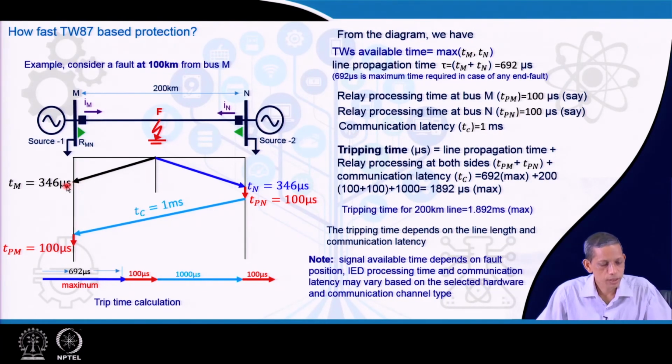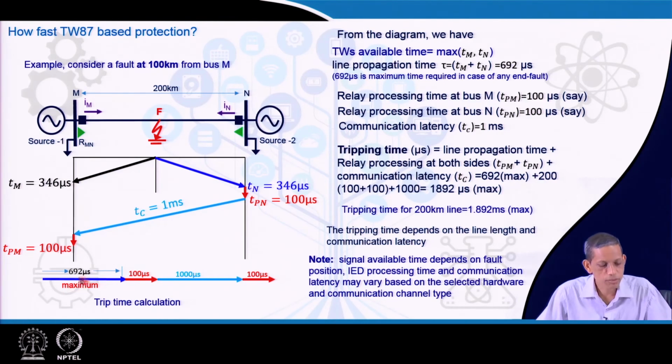So, again you can say that this time Tm minus Tn or Tn minus Tm is required. So, if the fault happens to be, let us say, close to consider M or N, then the travelling time from this to this will be almost that of the line length, that is tau. That is the maximum time it will require to reach here, then plus this and then plus this.